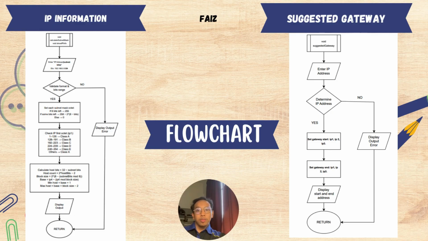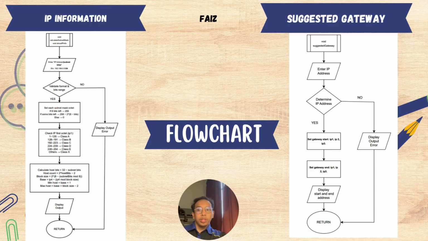Then it checks the first number of the IP to identify the class, whether it is class A, B, C, D or E, which helps define the network type. After that, it calculates how many devices can be connected, the block size, and the starting IP, based on the maximum usable IP in that range. Finally, the program displays all the results, including subnet mask, IP class, number of hosts, and IP range, on screen or in a file. So this will help users understand and manage IP networks more easily.